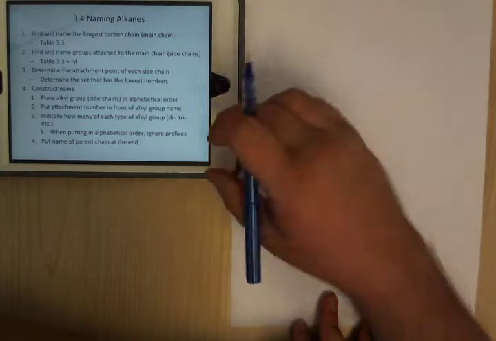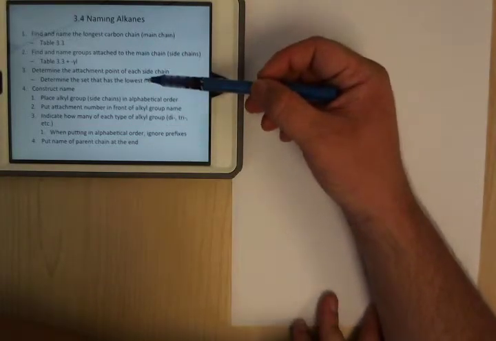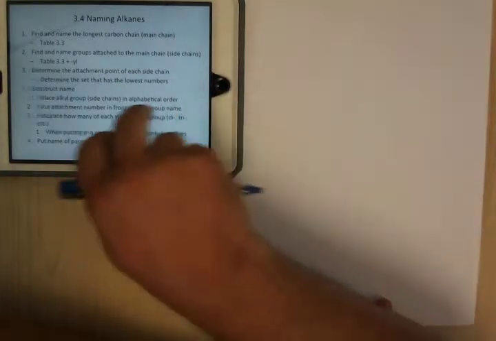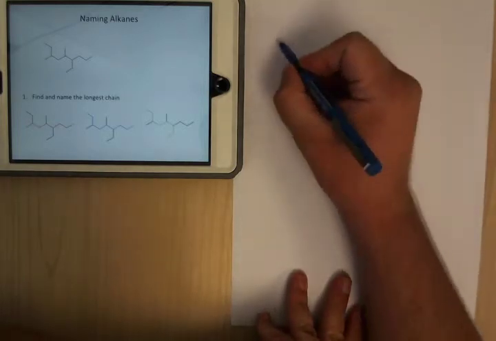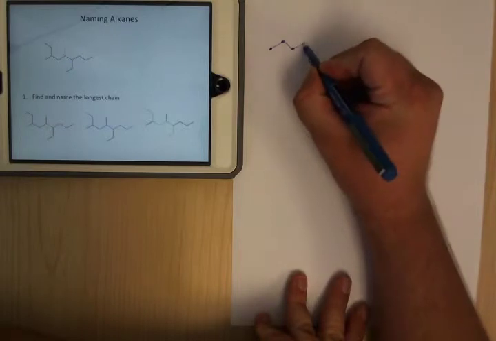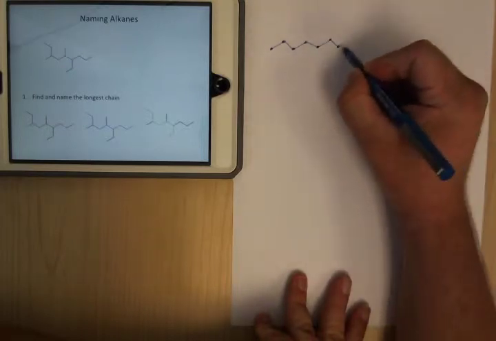So these are the 4 steps: find the longest chain, find the side chains, get the numbers, assemble the name. We're going to be doing this a lot. So here we go, we're going to draw this out. Don't forget, I would do the dots while you're still learning this.